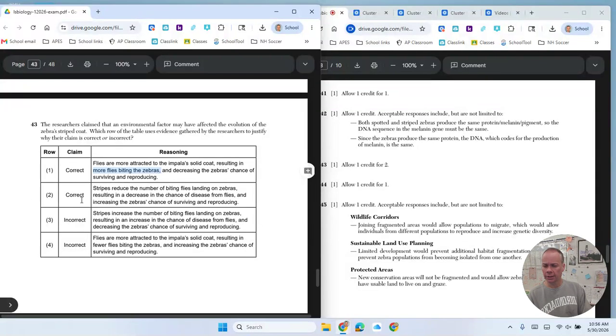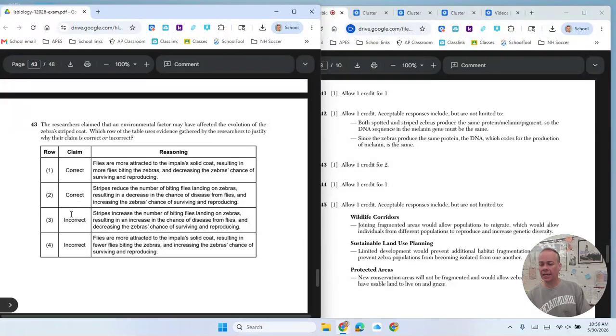Number two, that claim is correct because stripes reduce the number of biting flies landing on zebras, resulting in a decreased chance of disease from the flies, increasing their chance of survival. Sounds pretty good. Let's continue though.